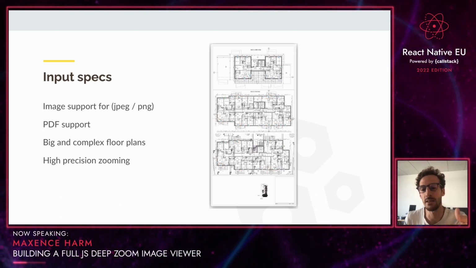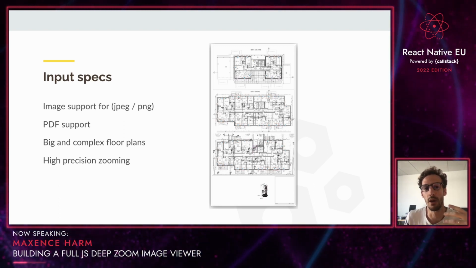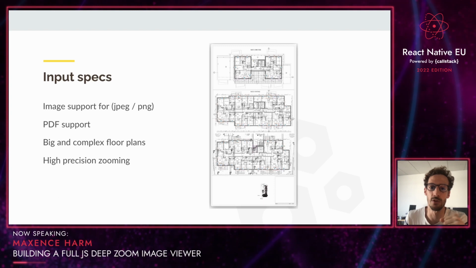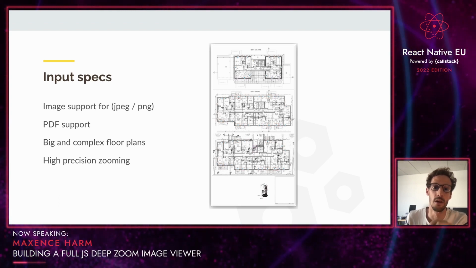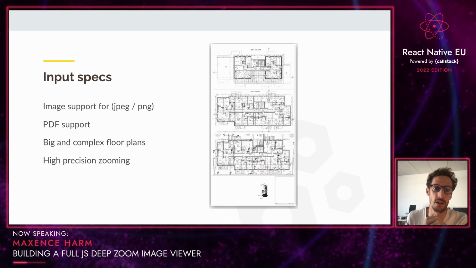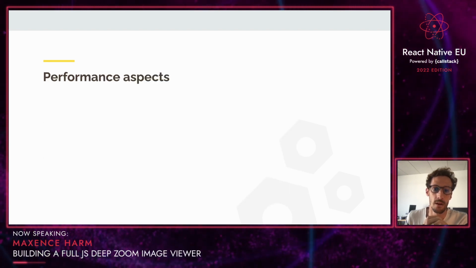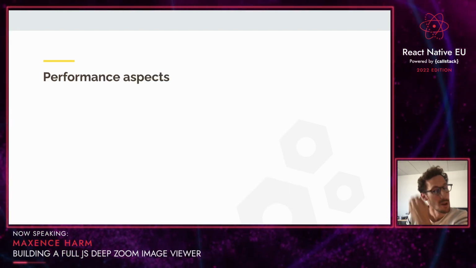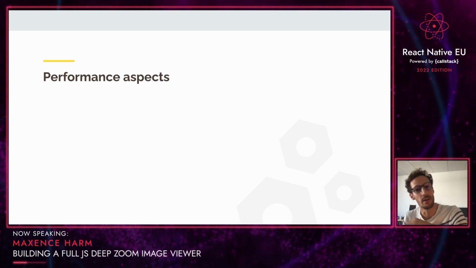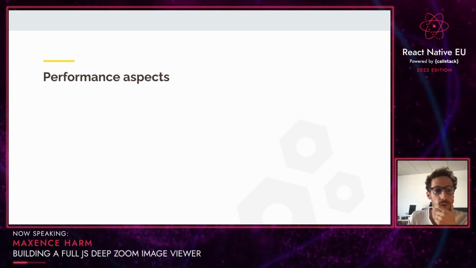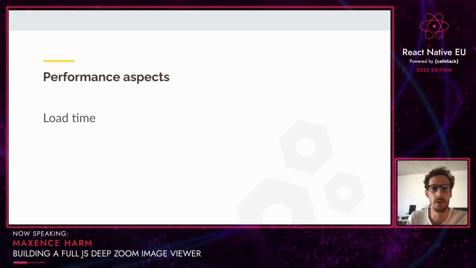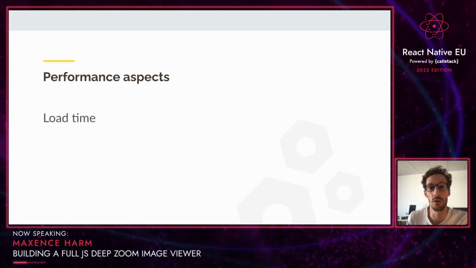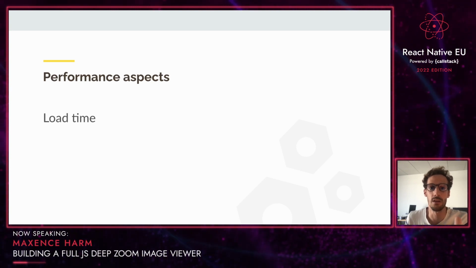And all of that needs to be done with a high precision of zooming in order to be able to locate markers very precisely. So on the performance aspects, we need to focus on three things. First is the load time. On-site downloading and viewing should not require waiting when there's a decent connection.